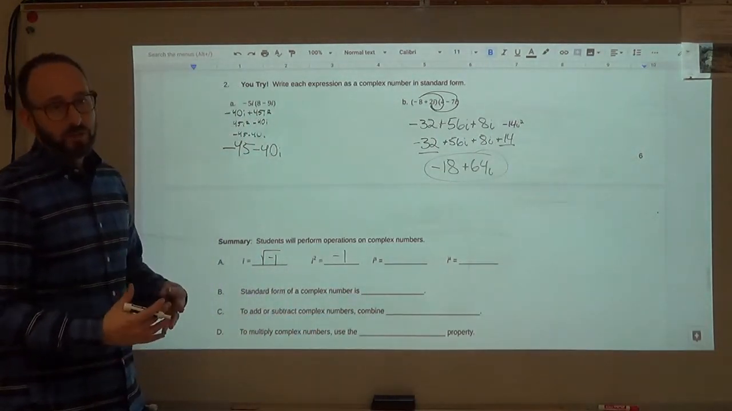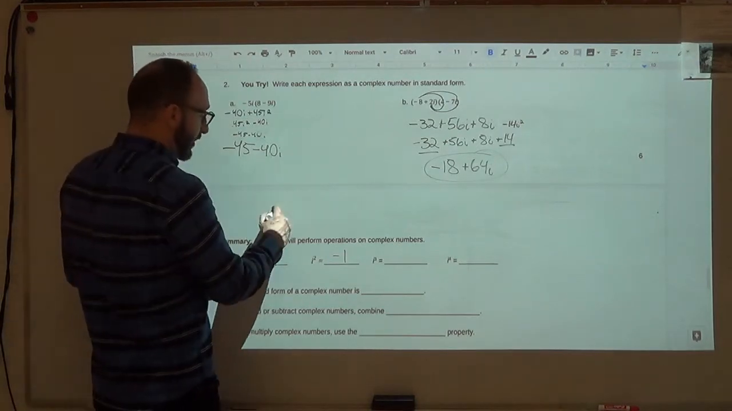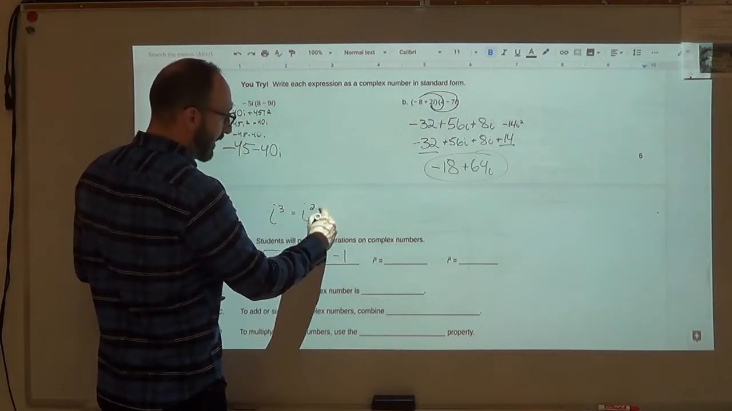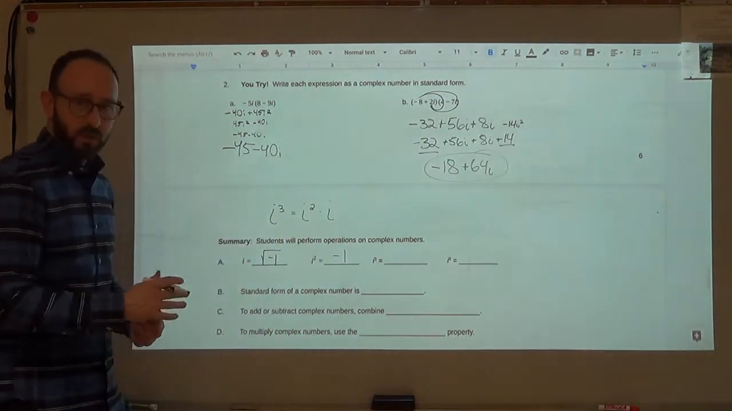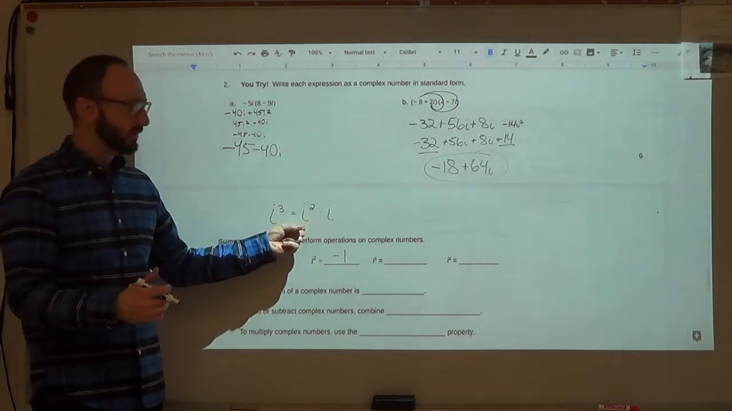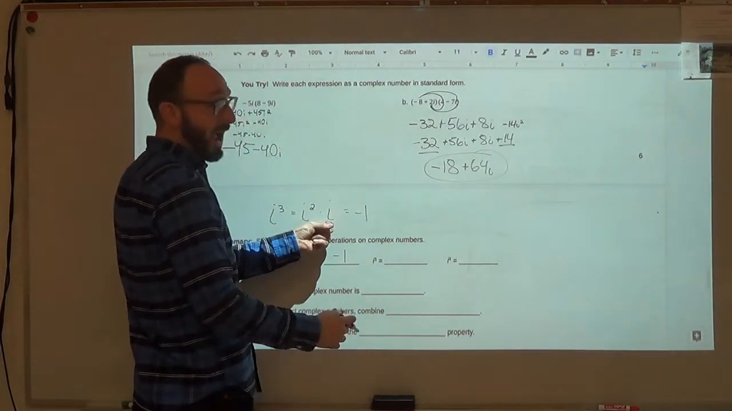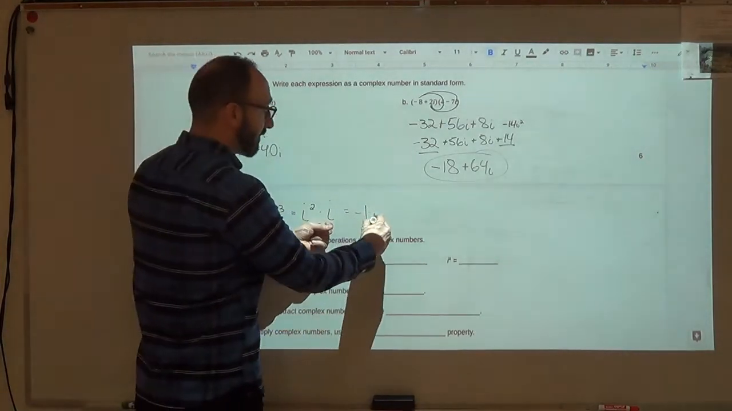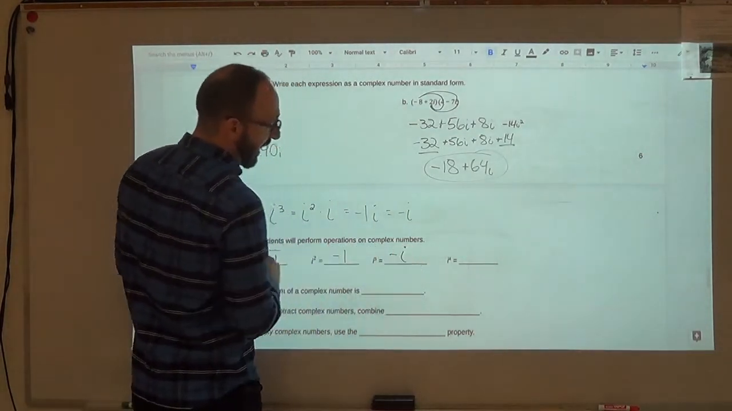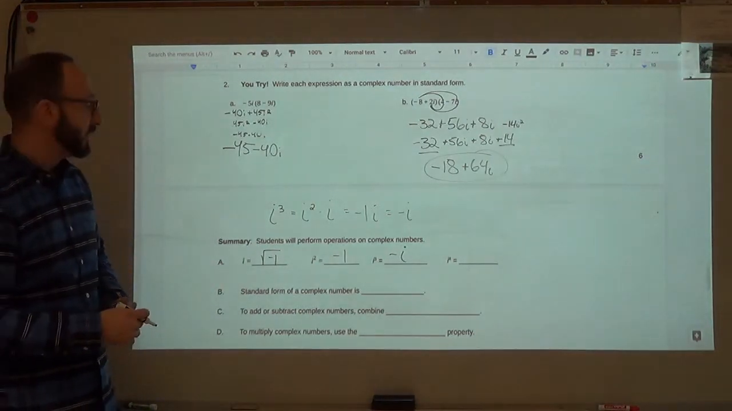What about i cubed? Before you shout out an answer, let's think about this. i cubed is equal to i squared times i, correct? We all agree with that, using the rules of exponents? Well, what's i squared equivalent to? Negative 1. And then i, again, is the square root of negative 1. So i cubed is actually negative i. Okay, so i cubed would be negative i.